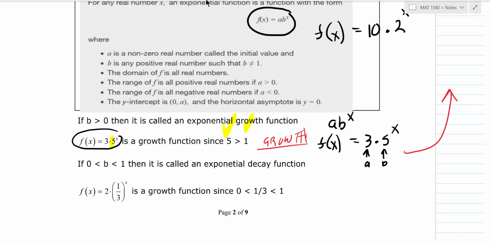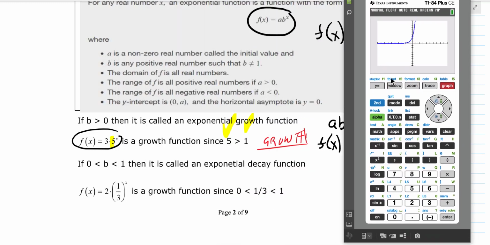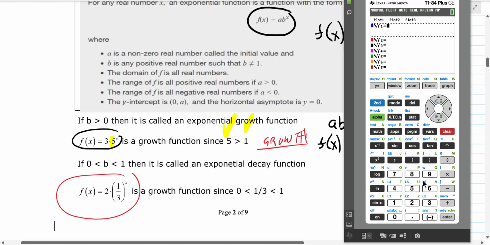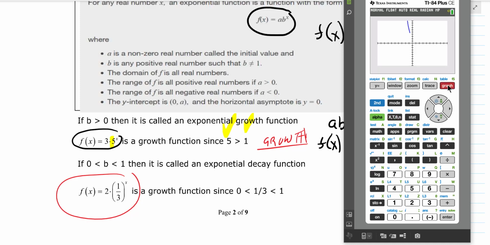Okay? The next one, let's put this in our calculator. Let me show you what this looks like. If I go to y equals, I'm going to clear what I had on the last problem. I'm going to put in this exponential function, so 2 times, and then you have to put 1/3 in parentheses, and then raised to the x power. Once you get that put in, if you do your graph, what's the difference on that? What's happening to the function? Is it going down or is it going up? It's going down. That means decay. Decay means everything's going down.